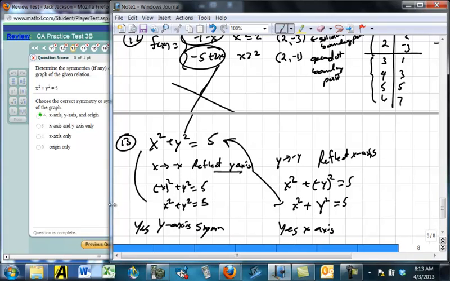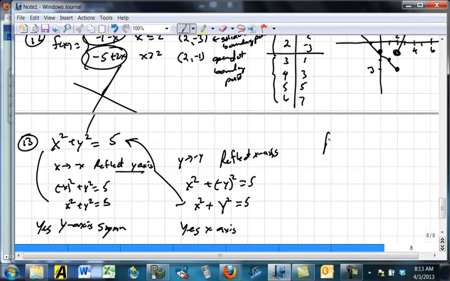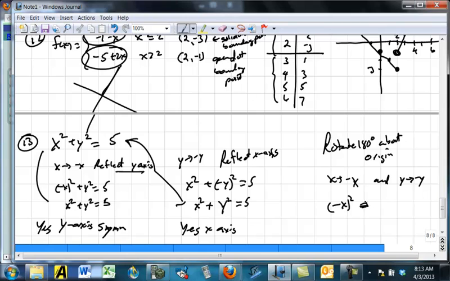And to do origin symmetry, you rotate 180 degrees about the origin, and that's going to change x to minus x and y to minus y. And so when we do that, it turns out to be the same as well. So yes on origin symmetry as well. So it has all three.